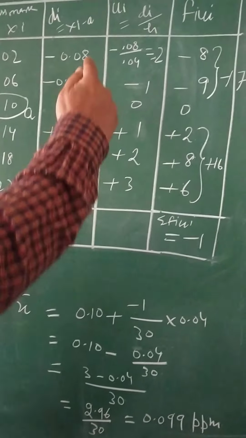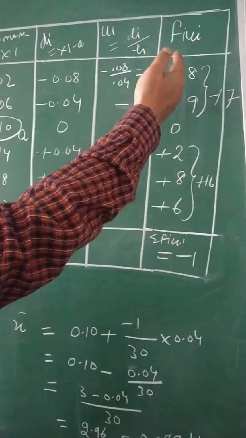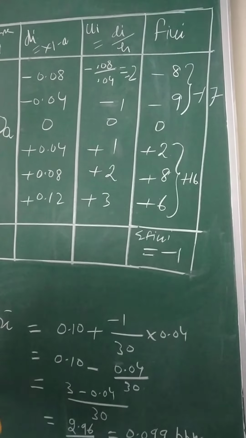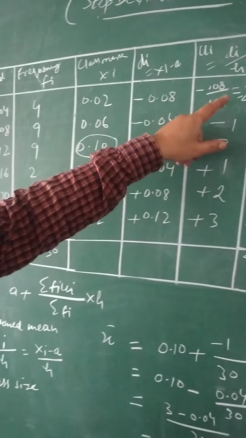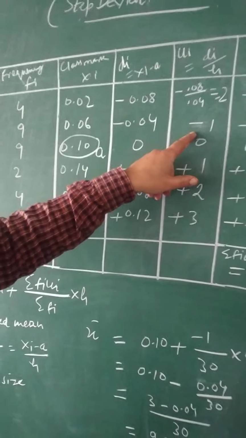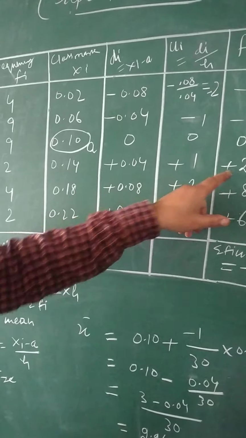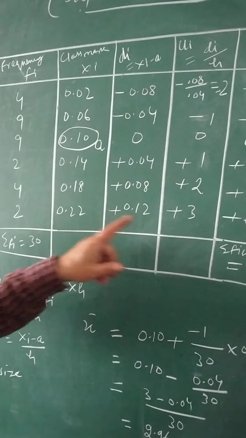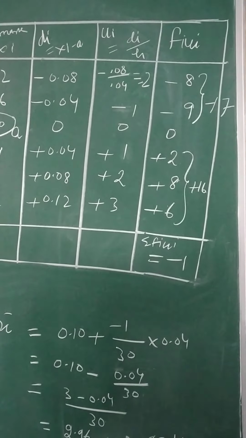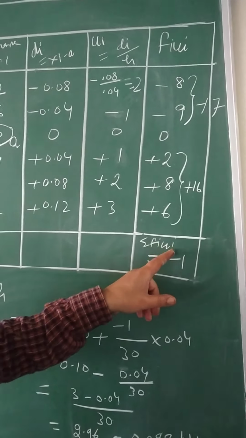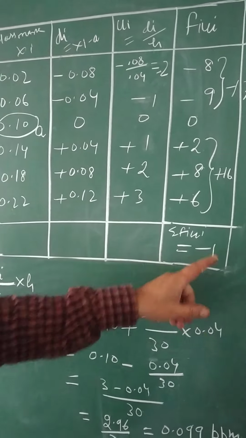So then here it is now ui and fi. In place of fi di, now we have to shift to fi and ui, the product of the frequency fi with this step deviation. So 4 into minus 2, minus 8; 9 into minus 1, minus 9; 9 into 0, 0; 2 into 1, 2; 4 into 2, 8; 2 into 3, 6. 3 are of plus, 2 are of minus, this is minus 17, this is plus 16. So the sum of the product of fi and ui will be equal to minus 17 plus 16, that is equal to minus 1.